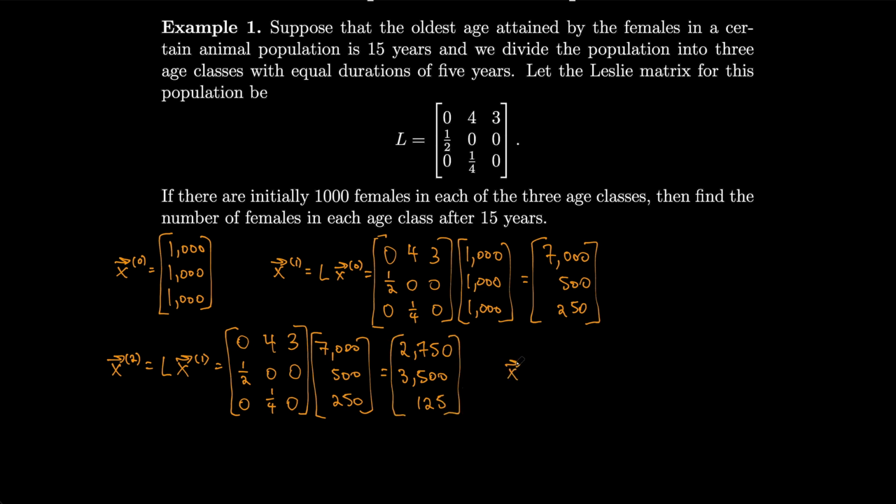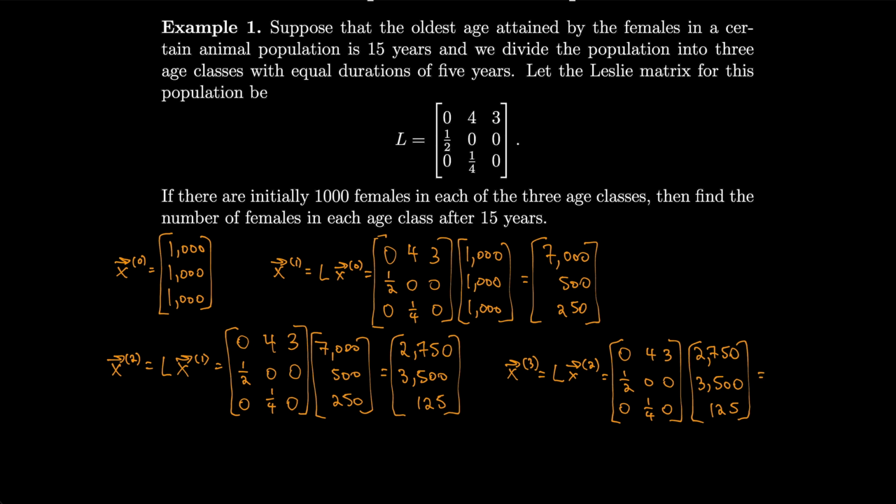And after 15 years, that'll be x3. So that's L times x2. So again, 0, 4, 3, half, 0, 0, 0, 1/4, 0, multiplied by 2,750, 3,500, 125. And we get 14,375, 1,375, 875.